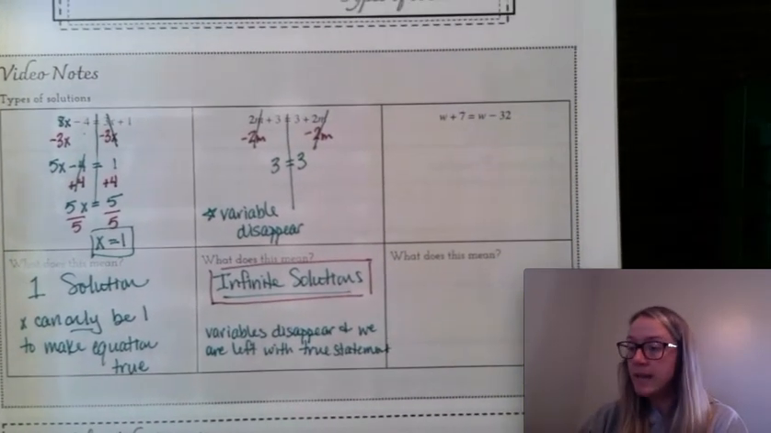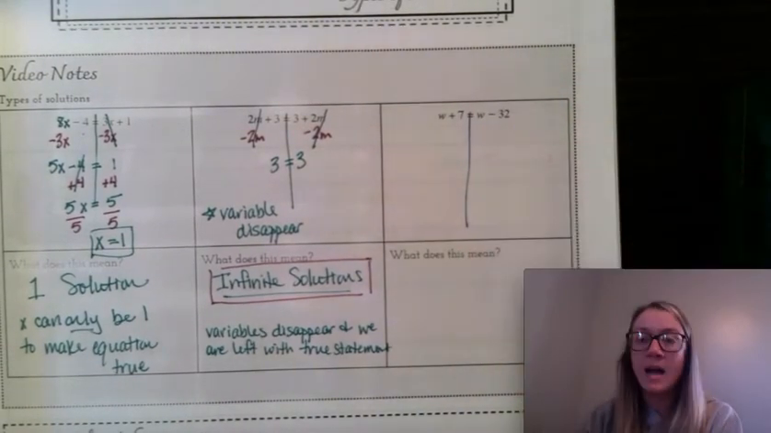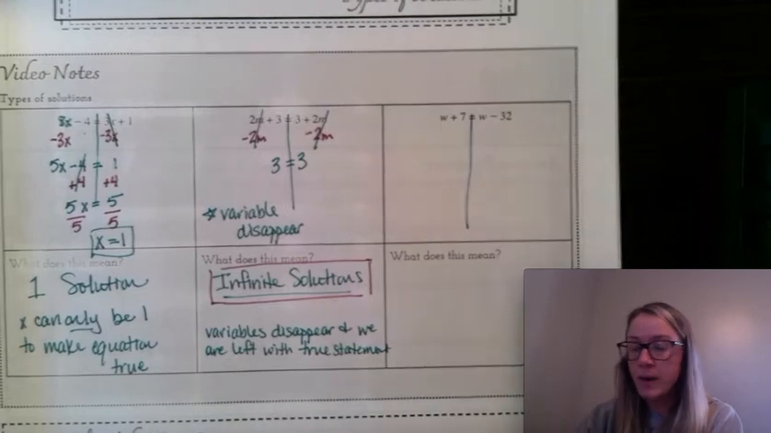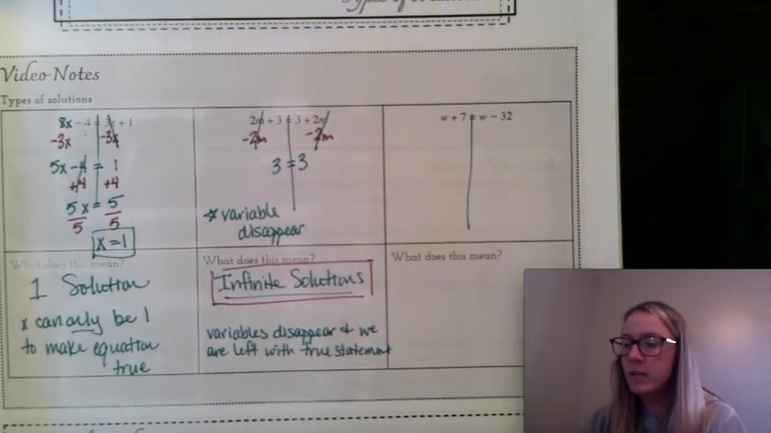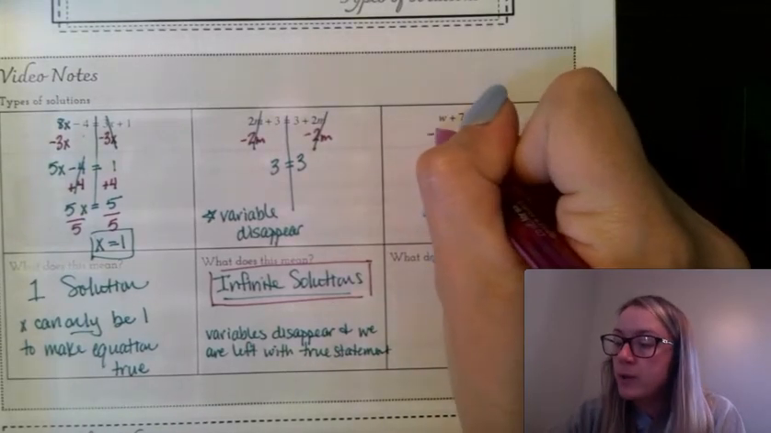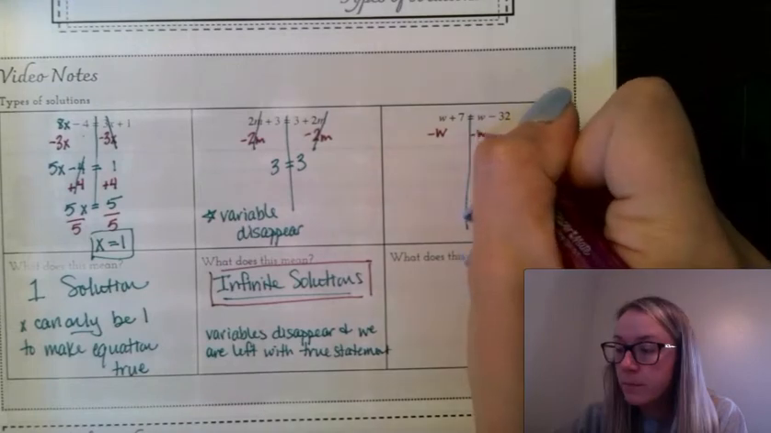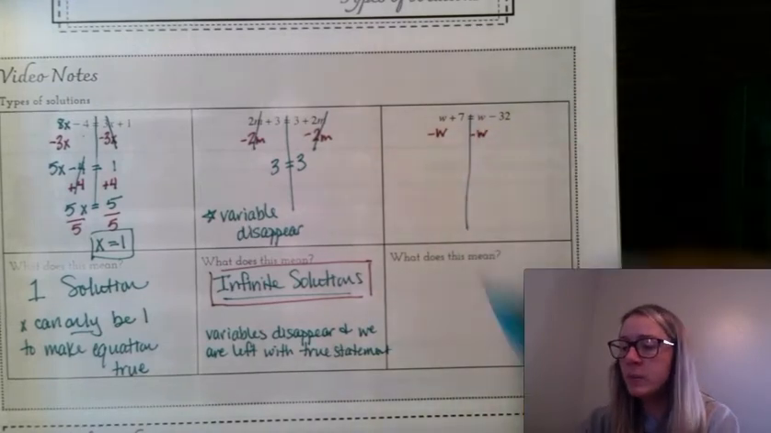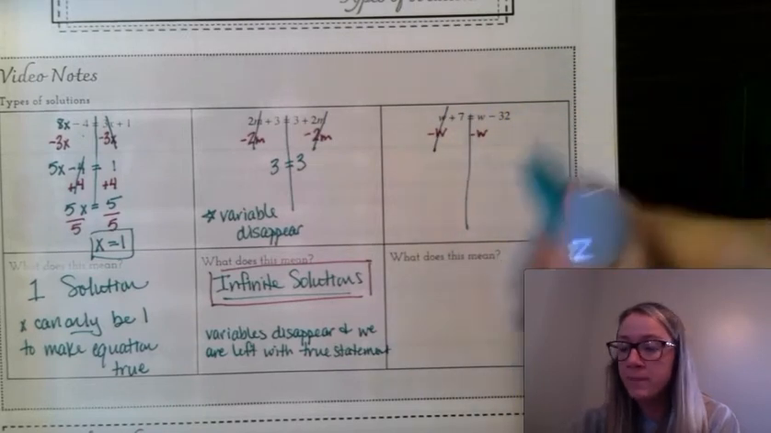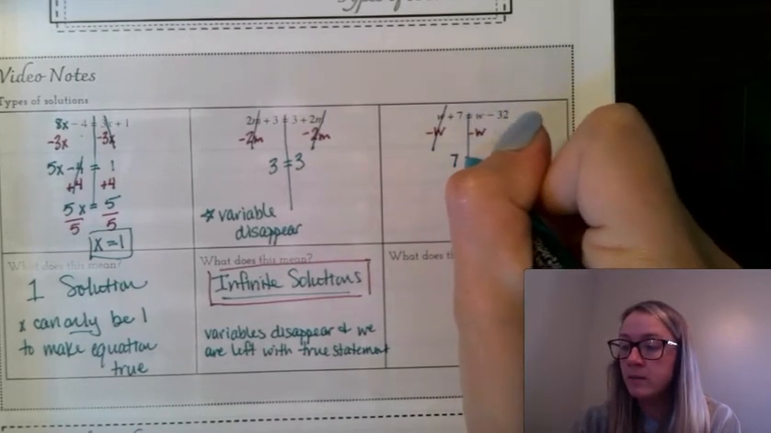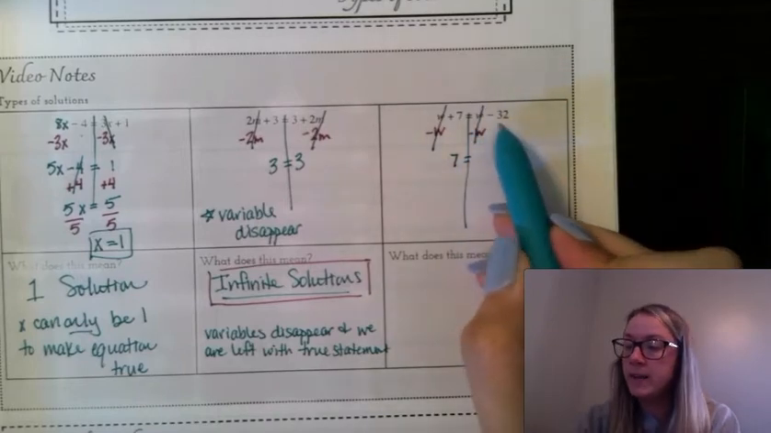The last one, I'm going to start it the same way. I want to get all my variables together, and this time I'm going to move this W to this side just to be a little different. I'm going to subtract W because it is positive. There's only one of them, so I'm going to subtract it from both sides. Then I want to simplify. W minus W turns to 0. That goes away. I'm left with a positive 7. W minus W turns to 0, and I still have negative 32.